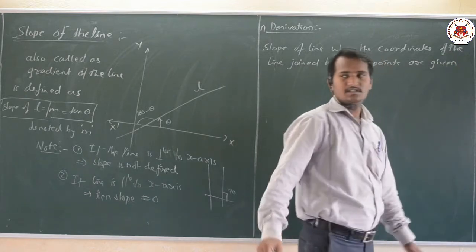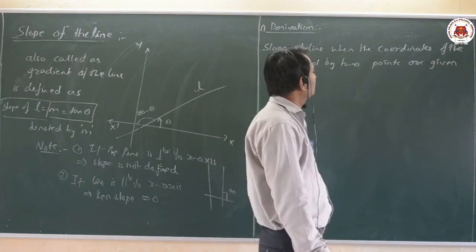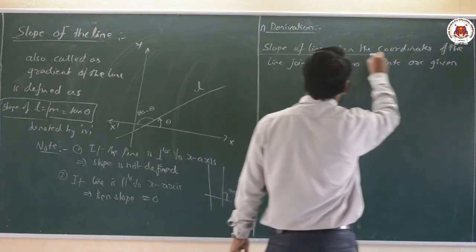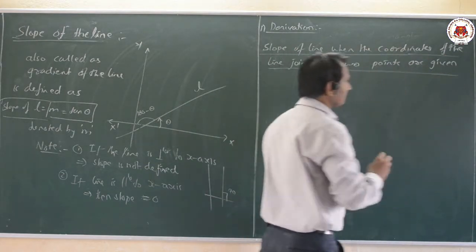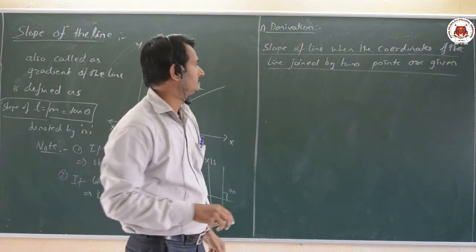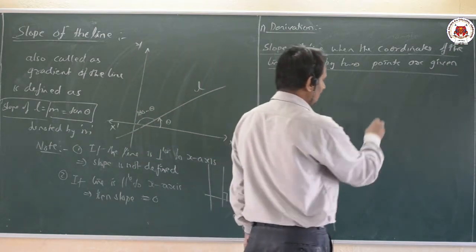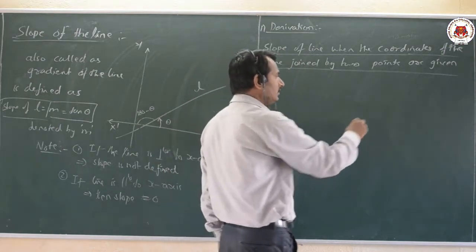Now here, since we know that m is equal to tan theta, suppose, dear students, we are finding the slope of the line when the coordinates of the line joining 2 points are given. That means x1, y1 are given and x2, y2 are given. That we shall observe here. Before going to that, there are two things to observe.